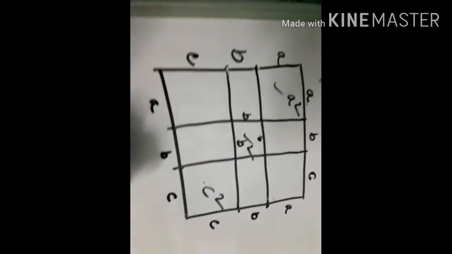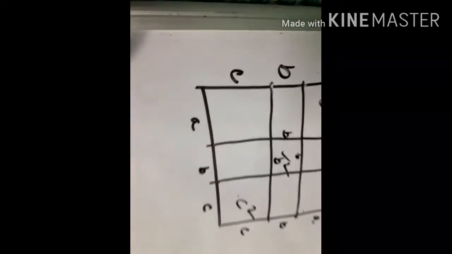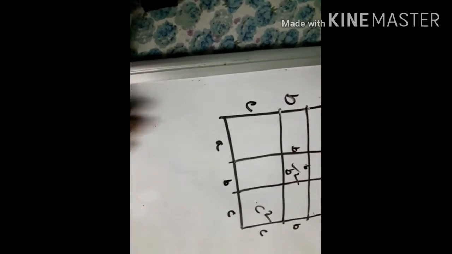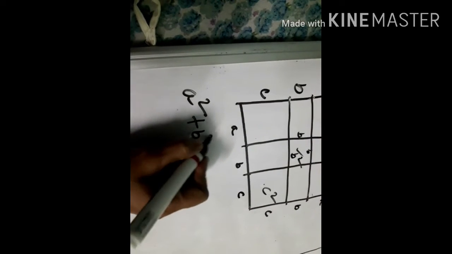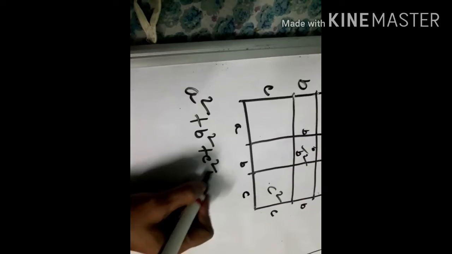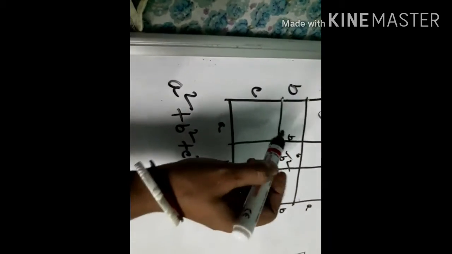Now see, what is the identity? That is (A + B + C) whole square equal to A square plus B square plus C square, plus the rest. How many are left? 1, 2, 3, 4, 5, 6.